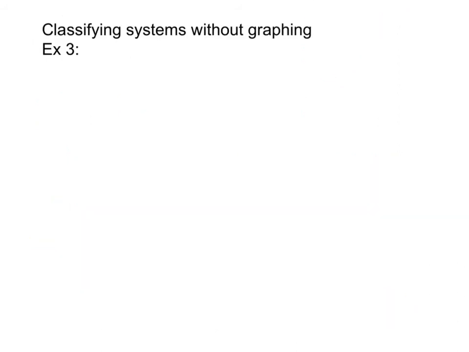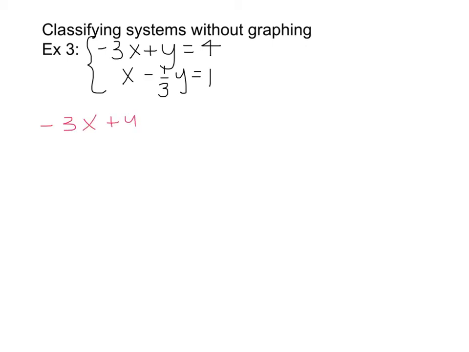And this is an independent system since they have one point of intersection. Now let's look at how we are going to classify our systems without graphing it every single time. So example 3. We have -3x plus y equals 4 and x minus 1/3 y equals 1. So we're going to take our 2 equations and we need to put them in slope-intercept form, even though we are not going to graph these.